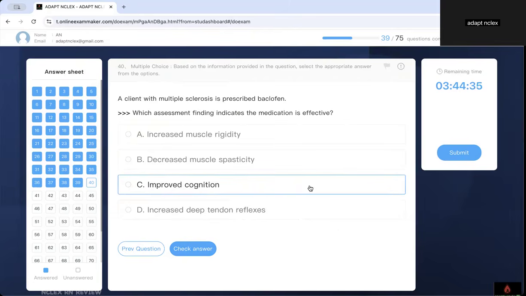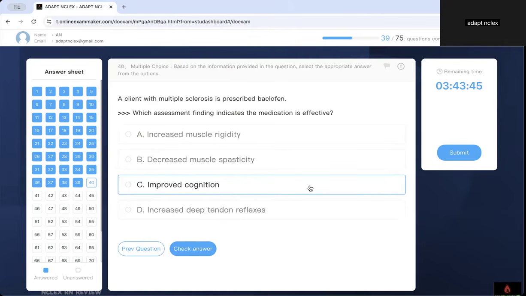Pharmacology. I made the pharmacology straightforward, but some medications you may not be familiar with, so write them down. A client with multiple sclerosis is prescribed baclofen. Go back and ask yourself, what are the problems of multiple sclerosis? Then you can find the answer. Which assessment finding indicates the medication is effective? Do they have increased muscle rigidity, decreased muscle spasticity, or increased deep tendon reflex? What do you think?